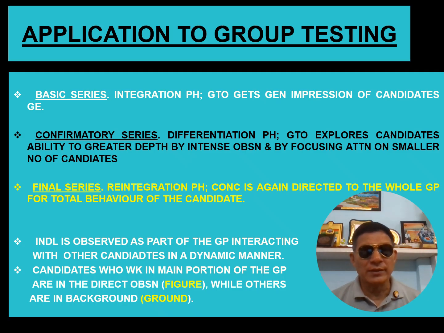And then candidates who work in the main portion of the group are in the direct observation, they are figure because they are working with the main group, while others are in the background, they are the ground. So you have to be in the foreground, you have to be active in the group, otherwise you will not form part of this figure. And if you are in the background and you are silent, you are not contributing, then you become ground. That is the technique for assessing candidates in the Gestalt method.